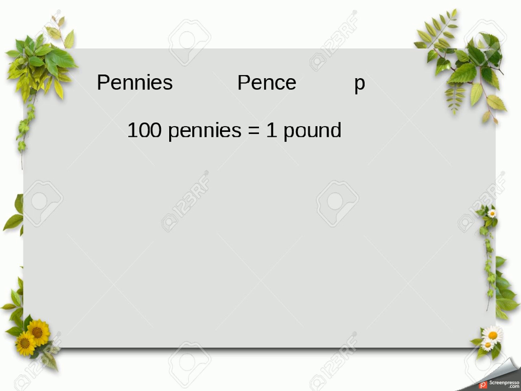So firstly, the smaller value coins are counted in units called pennies, or singular for that is pence, and we sometimes write it as a little p after the number as well. With our pennies, there's 100 pennies per one of the larger units of money called a pound. So if I have £1, I've got 100 pence or 100 pennies, whereas if I have 1 penny, I've got 100th of a pound.